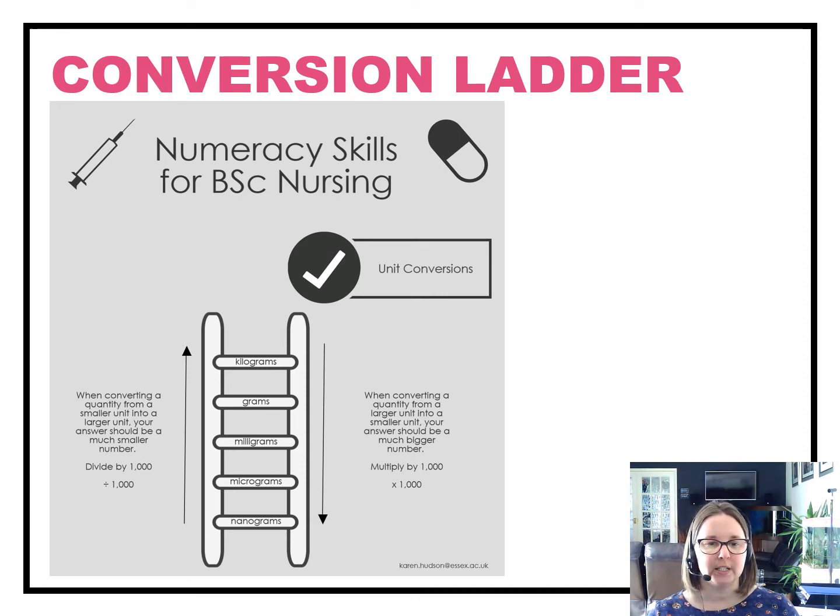So each of these units is either 1,000 times larger or smaller than its neighbour, depending on where it sits on the ladder. So for example, there are 1,000 nanograms in 1 microgram. There are 1,000 micrograms in 1 milligram. There are 1,000 milligrams in 1 gram and 1,000 grams in a kilogram. Now the trick is to know whether you're going up or down the ladder and therefore whether you need to multiply or divide. Now for some reason lots of people find this process really counterintuitive, and that includes me.